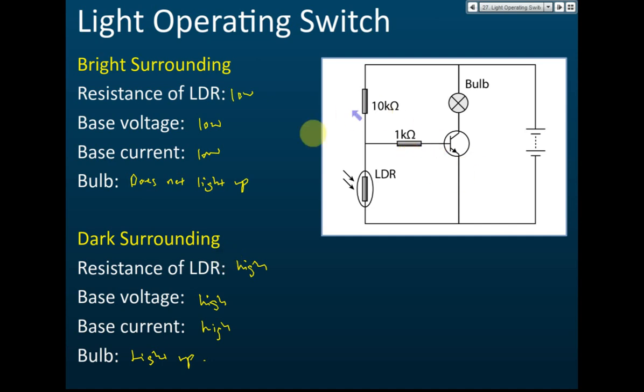Of course, first they will give you this circuit and ask you, will this light up when the surrounding is bright, or will this switch off when the surrounding is bright? So the first thing they will ask is this. Second is they would like you to calculate the voltage here. For example, if this is 12 volt, this one is 10,000 ohm, and let's say the LDR is 5,000 ohm, then they will ask you, what's the voltage across the LDR?